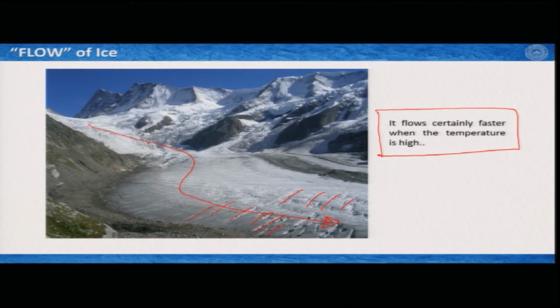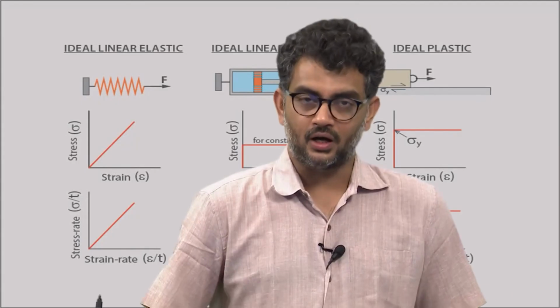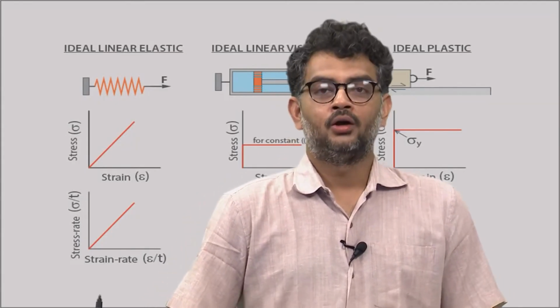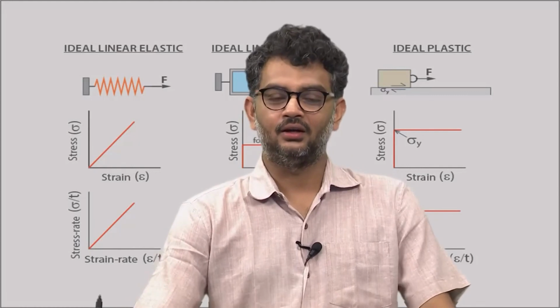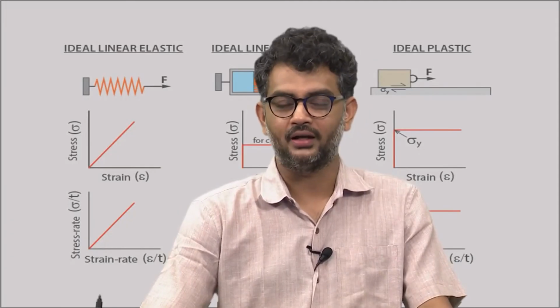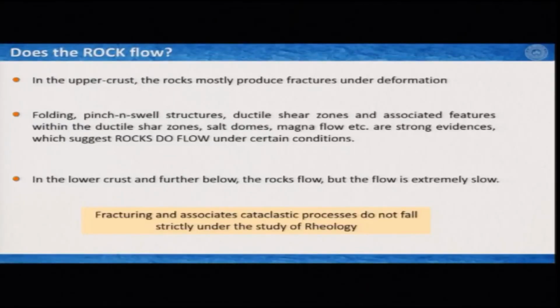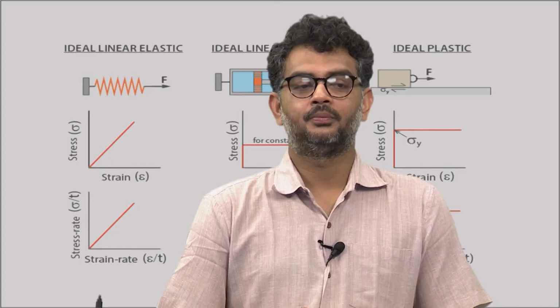So now we really have to ask the question: does the rock flow? Because we all live or survive mostly on the upper crust, on the surface of the earth, we don't see every day the rocks flowing, except some videos of magma flows and things like that from Hawaii and some other places. So our common assumption is that rocks do not flow, and they mostly produce fractures under deformation. And this assumption is perfectly right when you consider them within the ambience of the surface or near surface conditions.